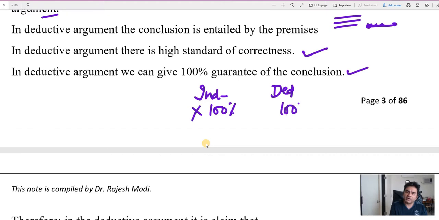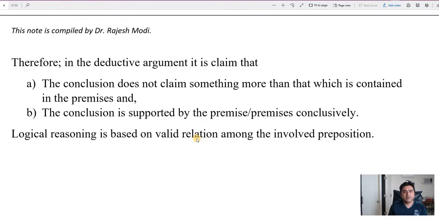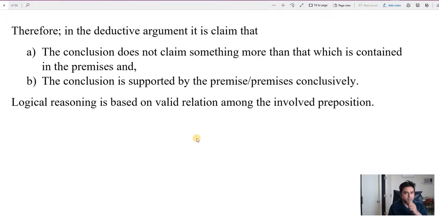Therefore, in a deductive argument, the conclusion does not claim something more than what is contained in the premises. The conclusion is supported by the premises conclusively. So logical reasoning is based on a valid relationship among the involved propositions.